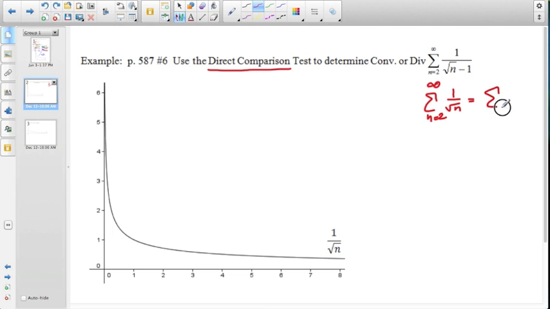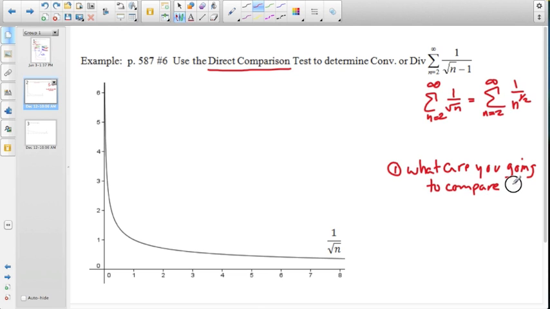And 1 over the square root of n can be rewritten as 1 over n to the 1/2 power. So we know we have a p-series. The first thing to establish is, what am I going to compare this to? I'm going to compare this to this function. Next step, if we write down the steps here: what are you going to compare it to? Compare series 2. That's the first step.